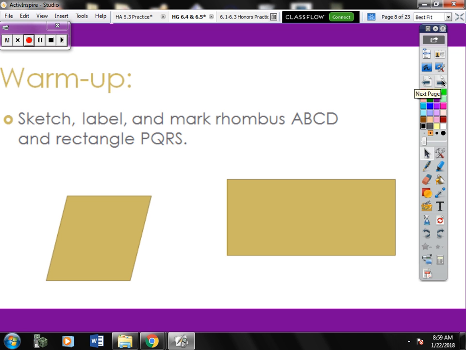Let's skip the warm-up because I think the notes are a little long. It just had said to sketch, label, and mark a rhombus and a rectangle.